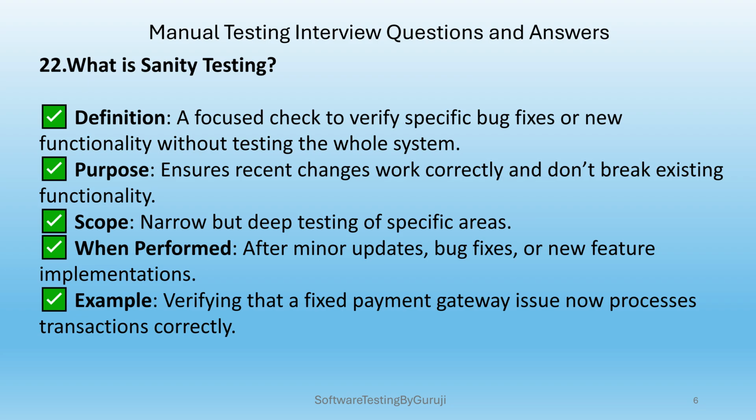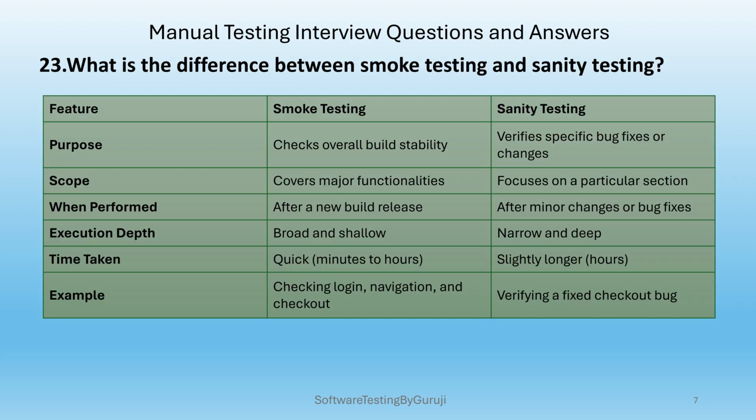Let's move on to another question. What is the difference between smoke testing and sanity testing? Smoke testing purpose: check overall build stability. Sanity testing purpose: verifies specific bug fixes or changes. Smoke testing scope: covers major functionalities. Sanity testing scope: focuses on a particular section. Smoke testing is performed after a new build release. Sanity testing is performed after major changes or bug fixes.